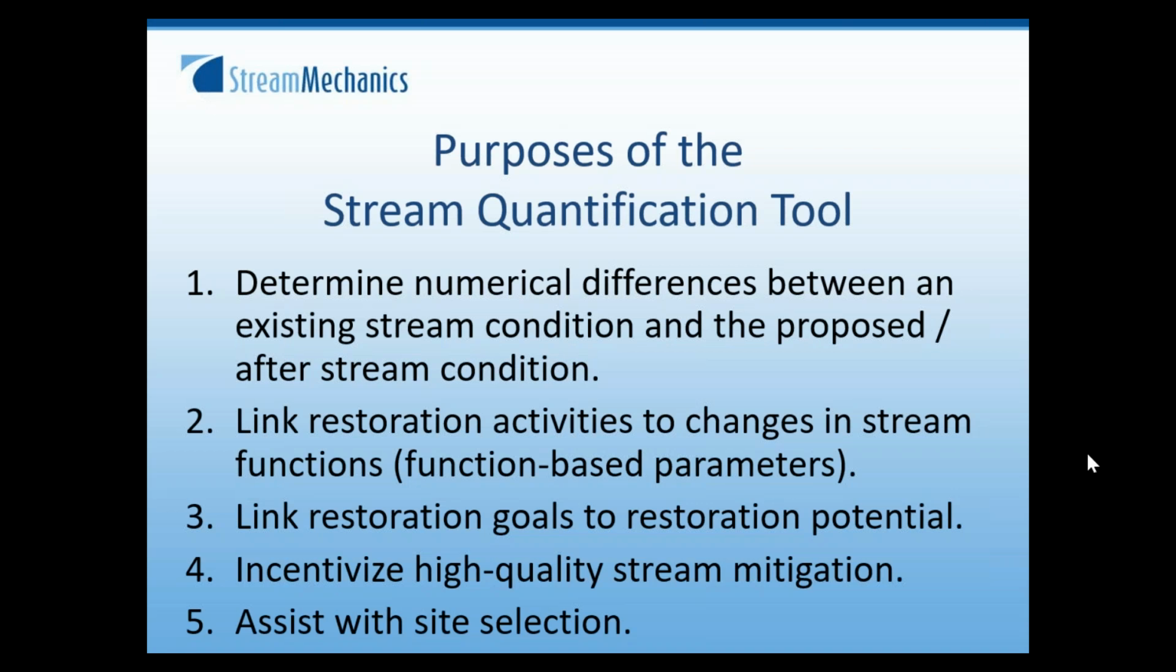For example, goals that may state that the biology will be returned to a reference condition, and yet the restoration potential is not that high. The restoration potential is more about stability or habitat because of the stressors and perturbations in the watershed.